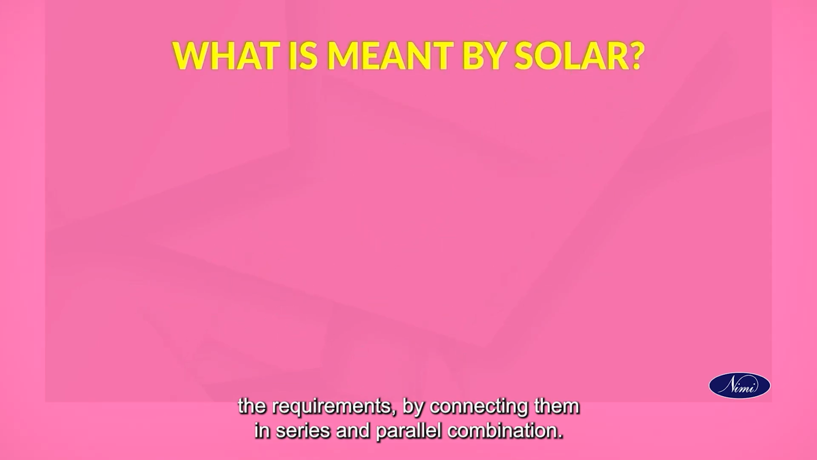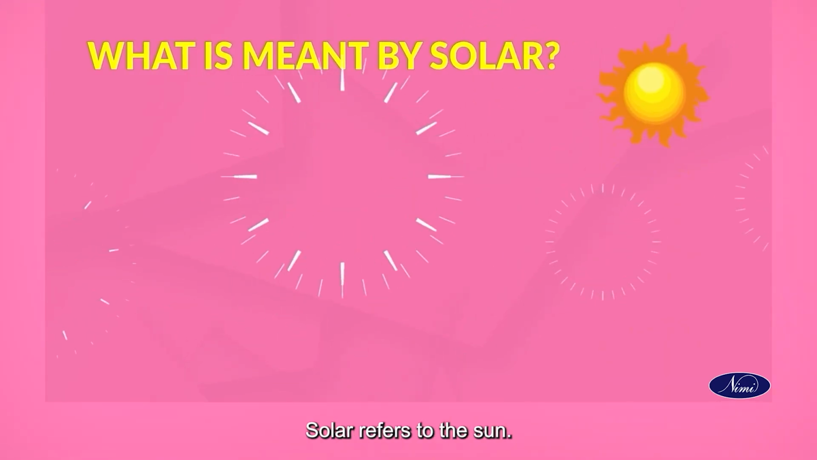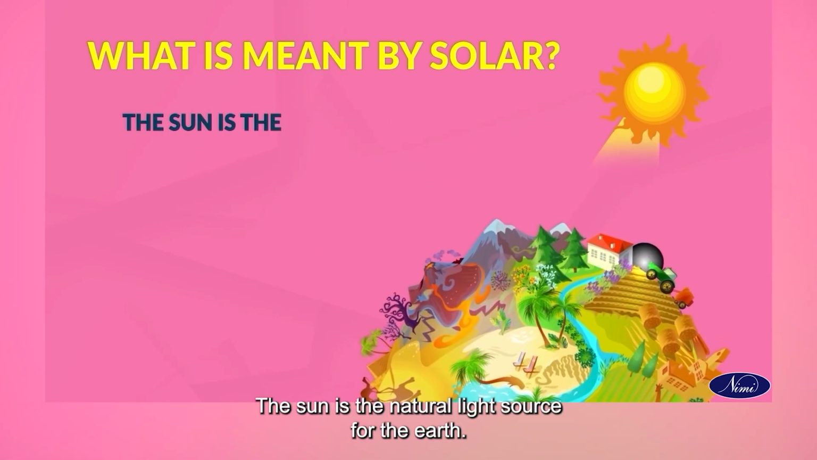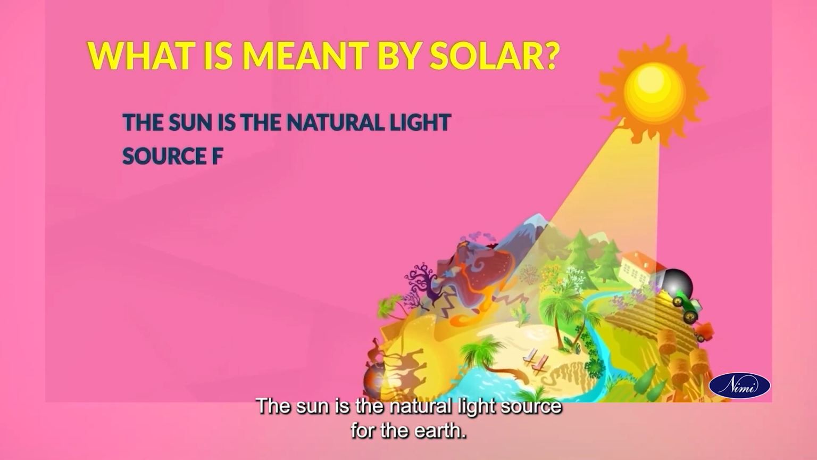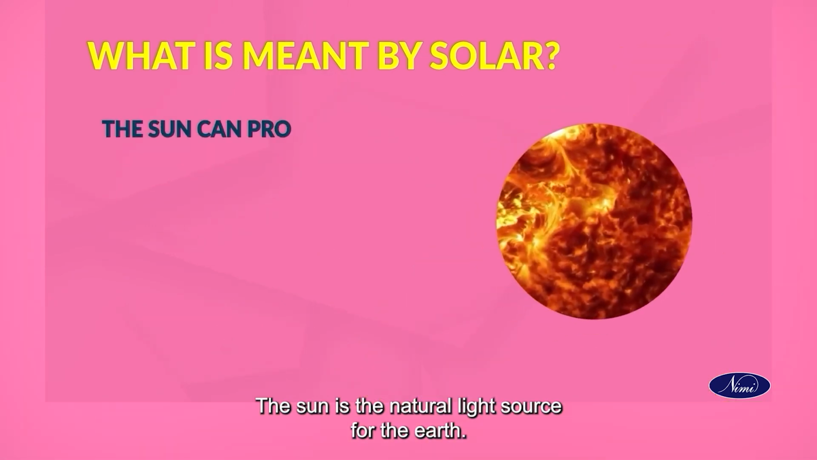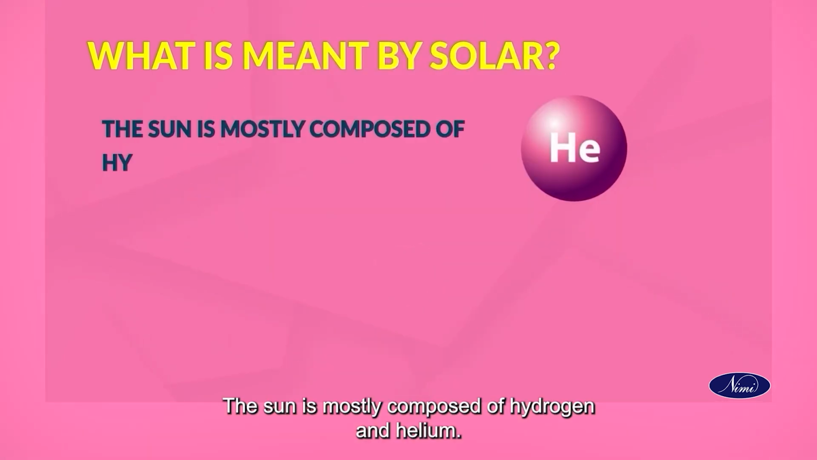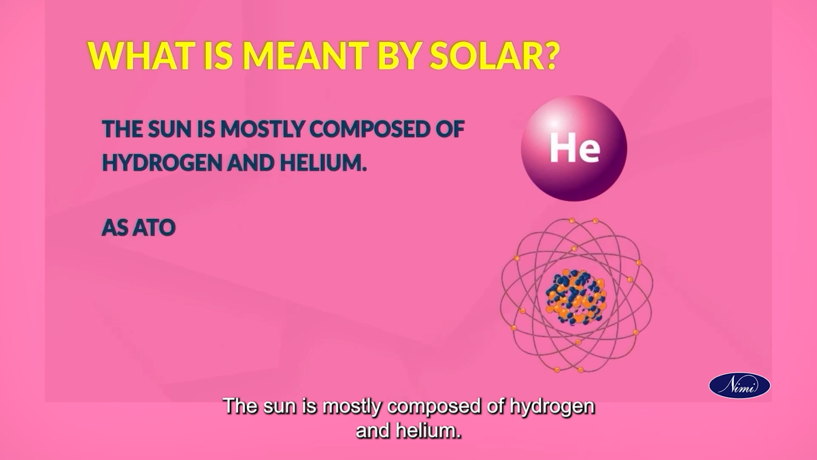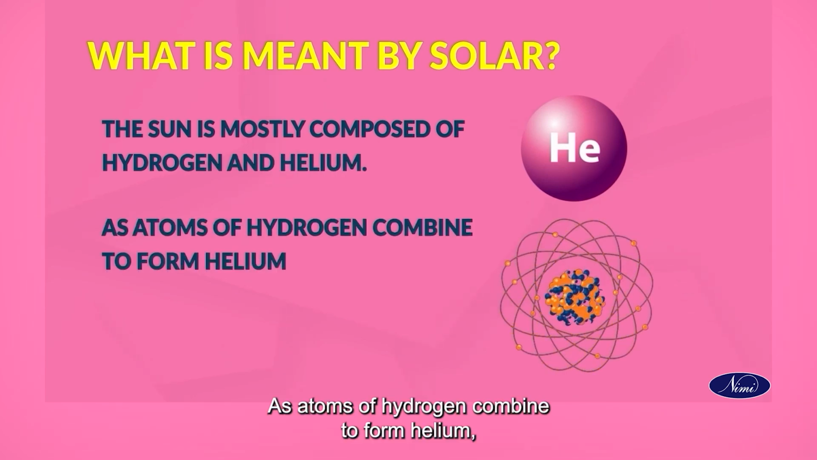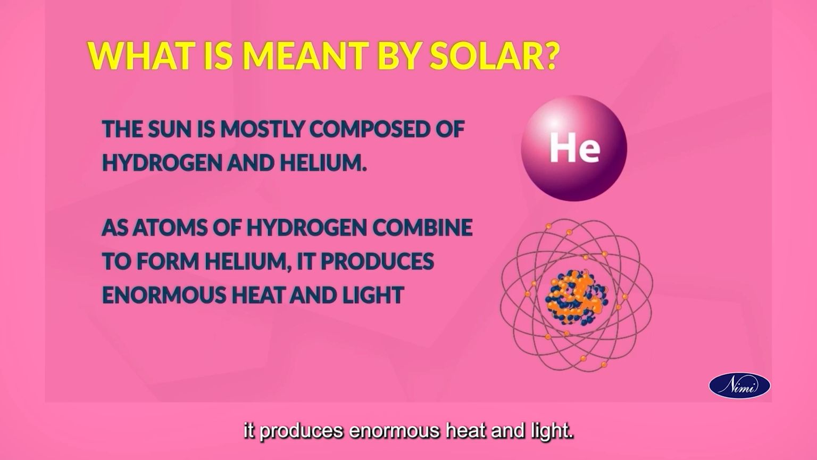What is meant by solar? Solar refers to the sun. The sun is the natural light source for the earth. The sun can produce light because of nuclear reactions, which is called fusion. The sun is mostly composed of hydrogen and helium. As atoms of hydrogen combine to form helium, it produces enormous heat and light.